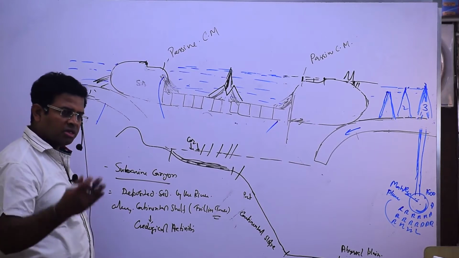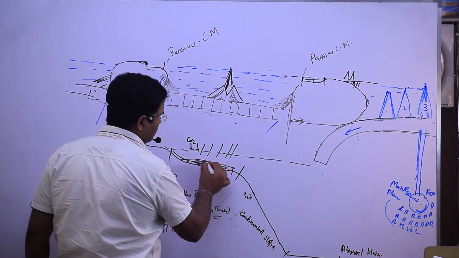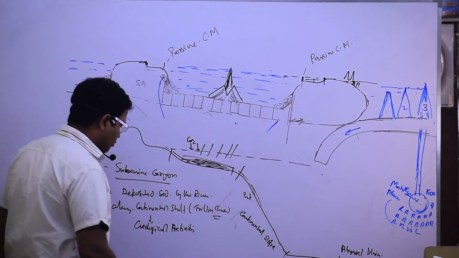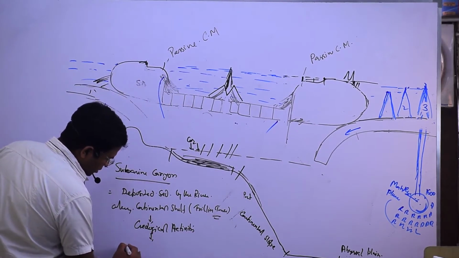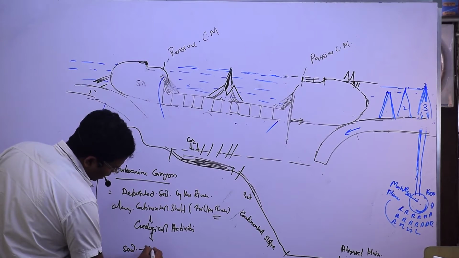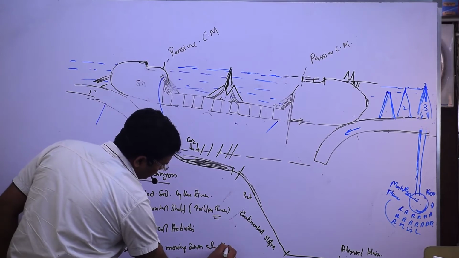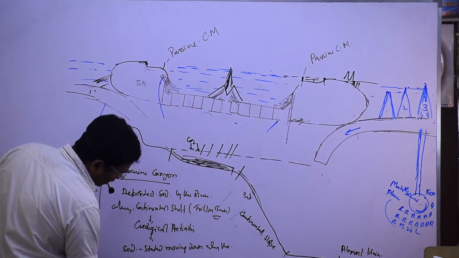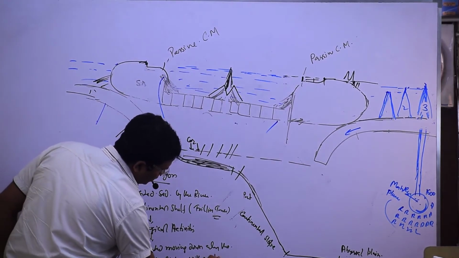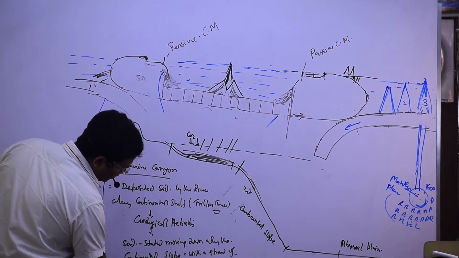Because of this geological activity, some kind of tremor and all, this deposited sediment started moving down along the continental slope with a speed of 40 to 80 km per hour.